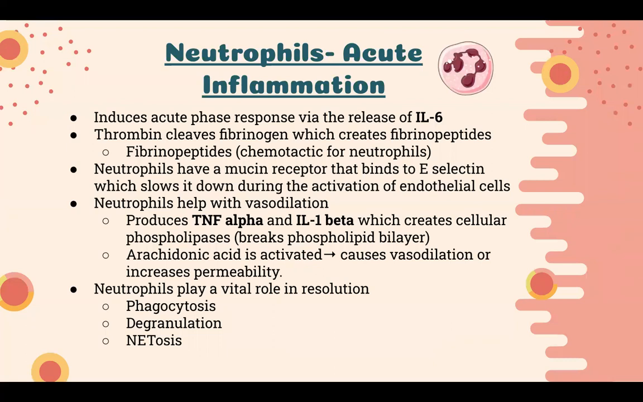This slows down neutrophils. Also, thanks to the cytokines macrophages produce, chemokines are secreted. These chemokines are able to bind to GPCRs, which further activates neutrophils. These cytokines produced by macrophages also cause upregulation of VCAM and ICAM1, which helps adhere neutrophils.